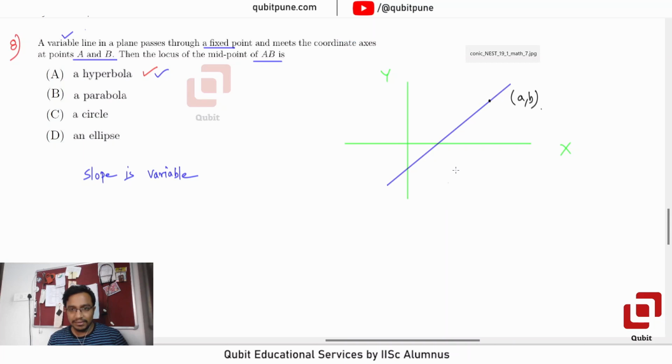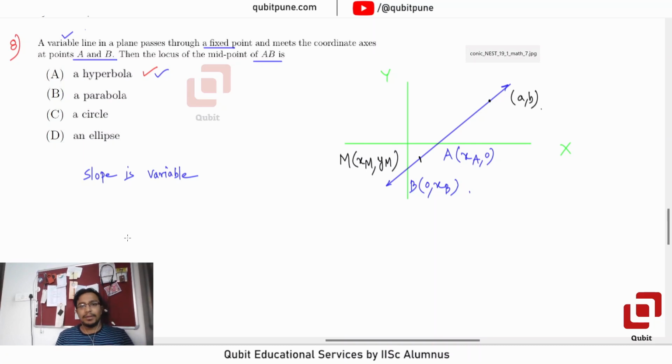So let us show one such line which is intersecting the coordinate axes at points A and B. Let the coordinates be (xa, 0) and (0, yb), and they want us to find the locus of the midpoint of AB. Now this is the midpoint M. Let its coordinates be (xm, ym). Now we can use the midpoint formula to obtain the coordinates of M in terms of xa and yb.